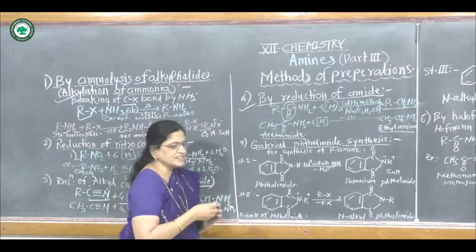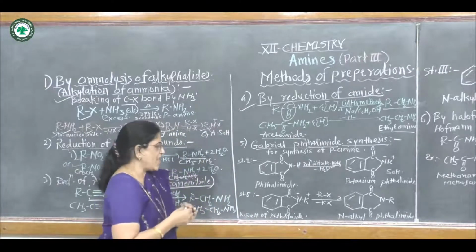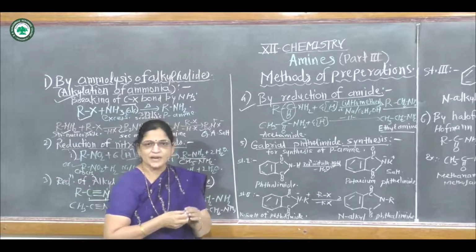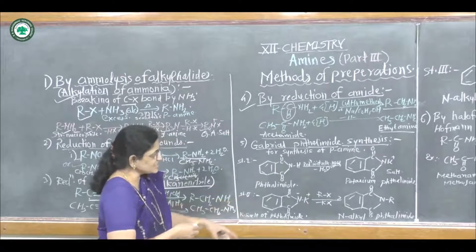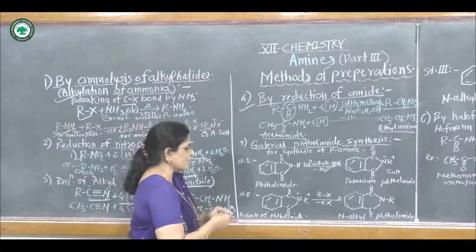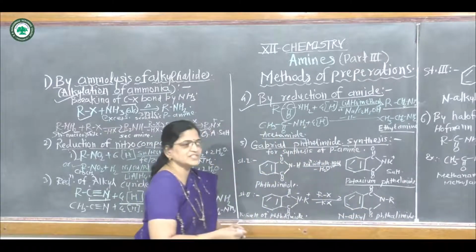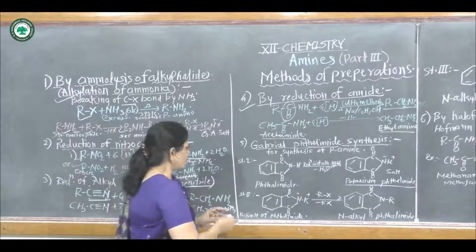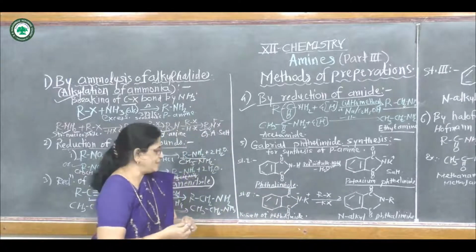Then this is synthesis, this is a method for preparation of primary amine. This process is carried out in 3 steps. The first step is formation of potassium phthalimide, that is, the potassium salt of phthalimide from phthalimide.